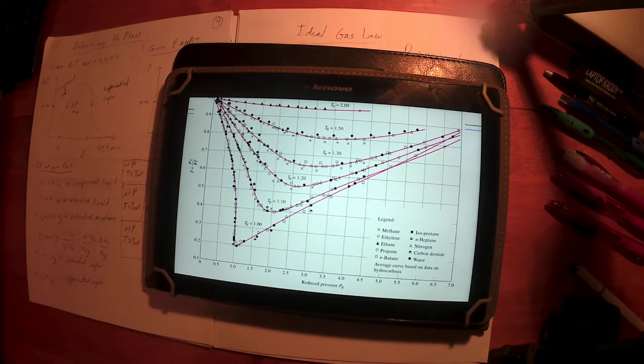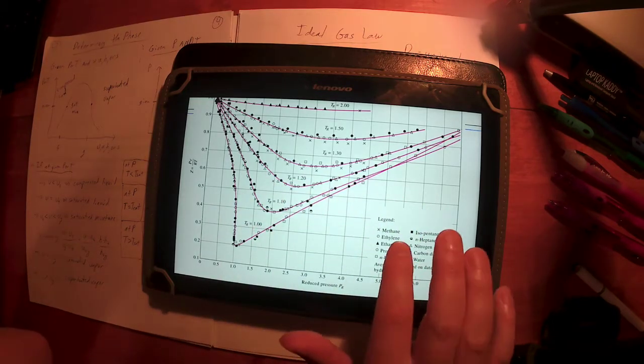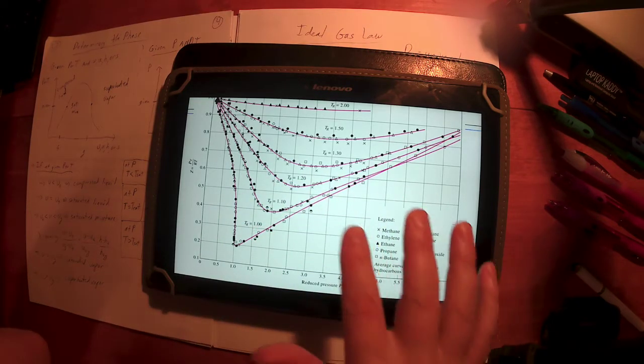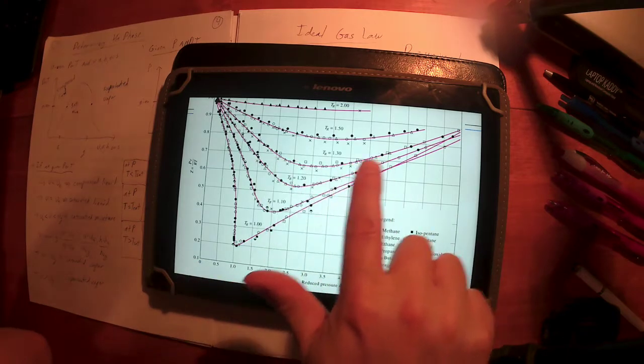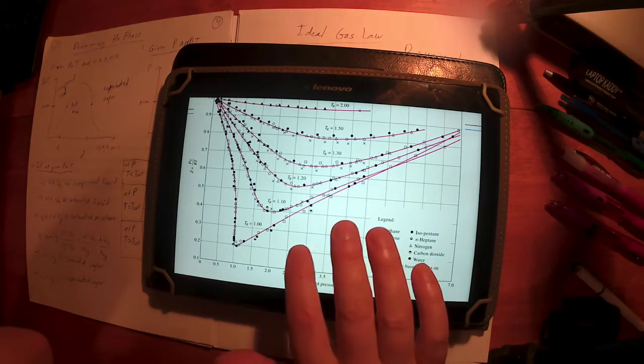Okay, so we finished up on the last video talking about the generalized compressibility factor. We said that if we observe different gases based on what we call the reduced pressure and reduced temperature, they follow patterns. They all follow the same pattern. That's the whole point of this chart. They're saying, look, for all of these different substances, notice they all kind of follow these same curves, and that tells us something.